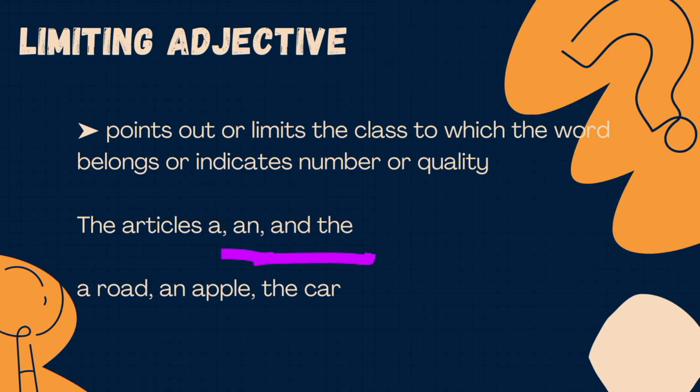A, an, and the. A road. This refers to any road. It talks about a general road. An apple. This refers to any apple. The car. This refers to a specific car that has already been mentioned.